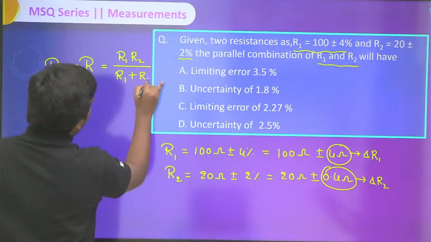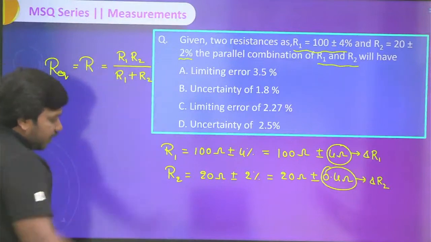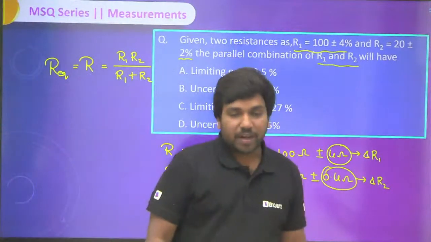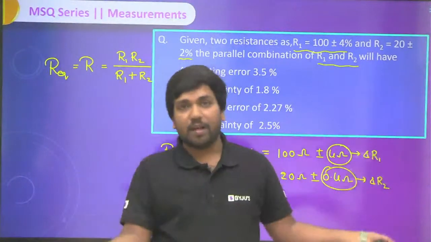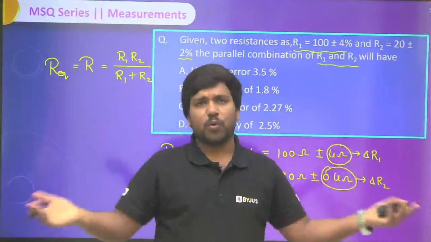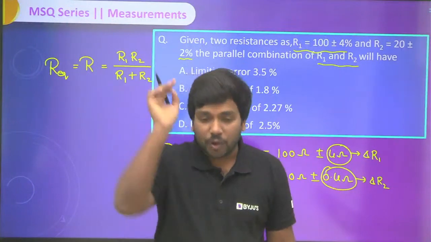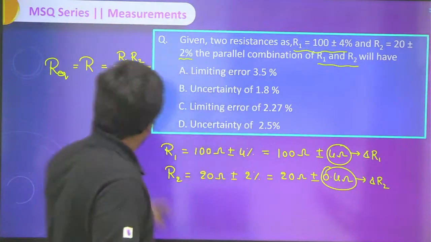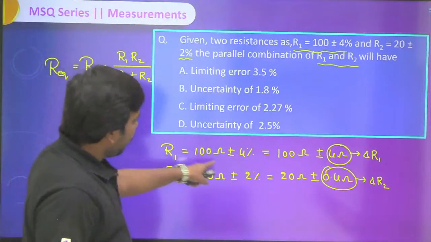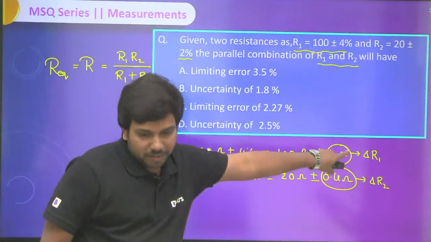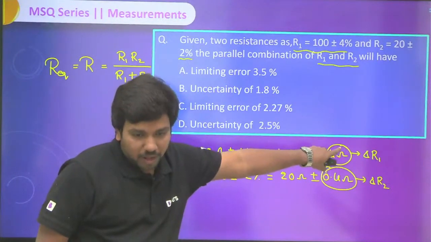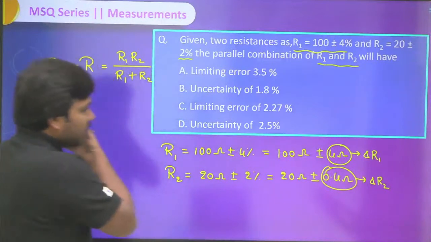Now, you cannot apply the standard formulas here, because you might have studied that you add both the limiting errors, or multiply, or do some kind of formula-based approach. But here, you cannot apply any formula. You have to go from the basics. Clear? So, 100 ohm and 4% of 100 is 4, right? 4% of 100 is 4. Raghuram, please look at that. 4% of 100 is 4.